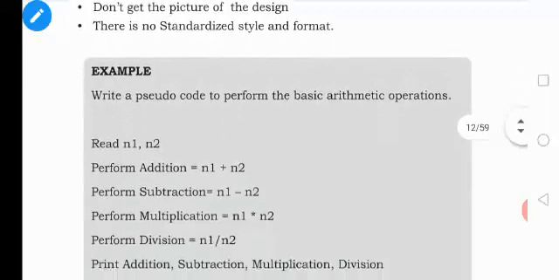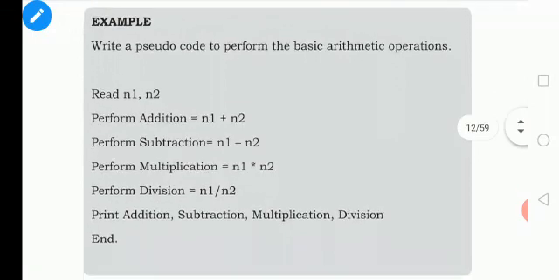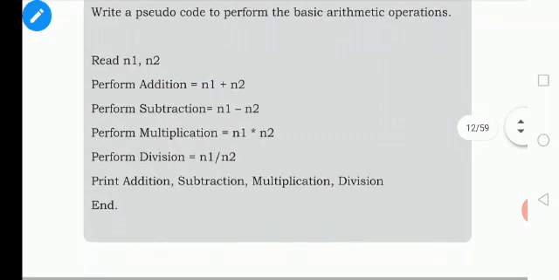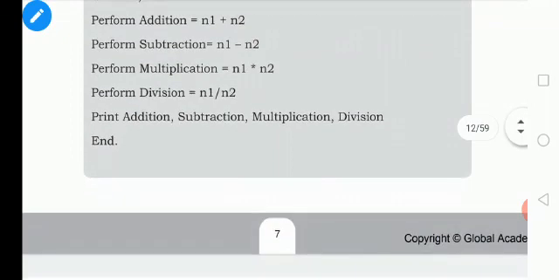Example for that, listen. Write a pseudocode to perform the basic arithmetic operations. First we have to read n1 and n2, that is number 1 and number 2. Perform addition, subtraction, and multiplication. These are the basic arithmetic operations, isn't it? Perform addition, n1 plus n2; subtraction, number 1 minus number 2; multiplication, number 1 into number 2; division, number 1 slash number 2. Now we have to print addition, subtraction, multiplication and division. Finally we have to end. So this is a pseudocode.